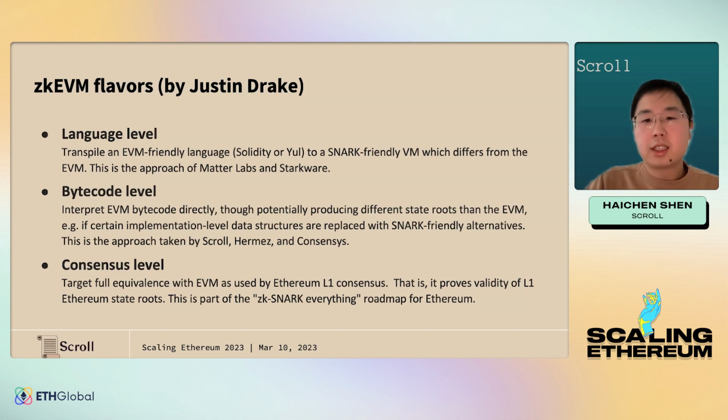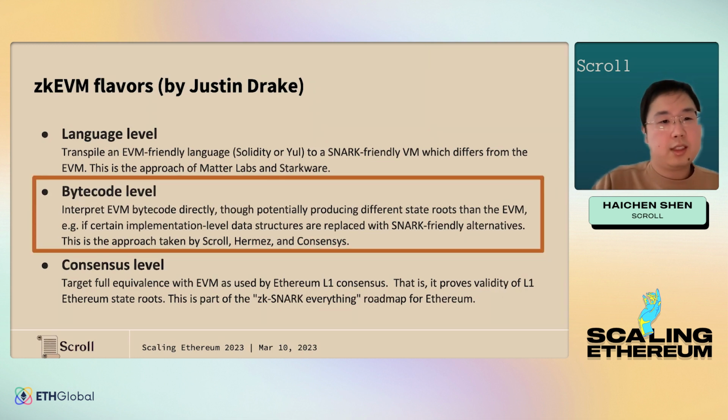And then the last one would be the consensus level, which targets full equivalence with the EVM used on layer one. That means this level of zkEVM can directly prove any layer one blocks. And what we are building at Scroll is a bytecode level compatible or equivalent zkEVM, such that developers can use all of the existing tools to build on top of Scroll.